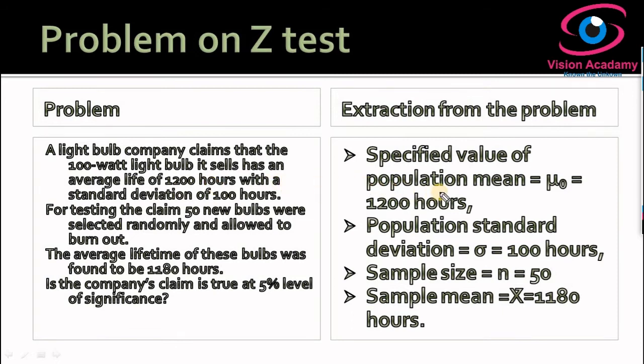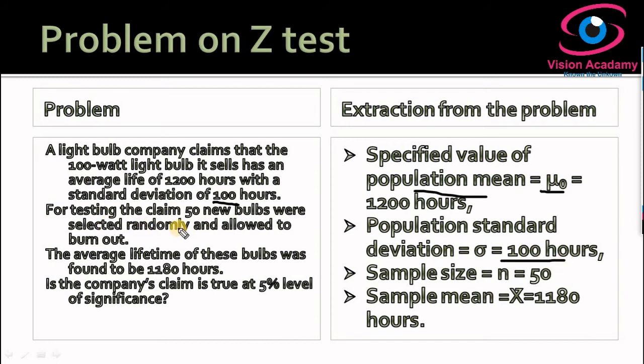So the claim would be the population mean. That's a specified value of the population, that is mu. Since the company is claiming this, the claim would be treated as the population mean. So mu is equal to 1200 hours. And along with that, there is a standard deviation. Standard deviation is 100 hours.